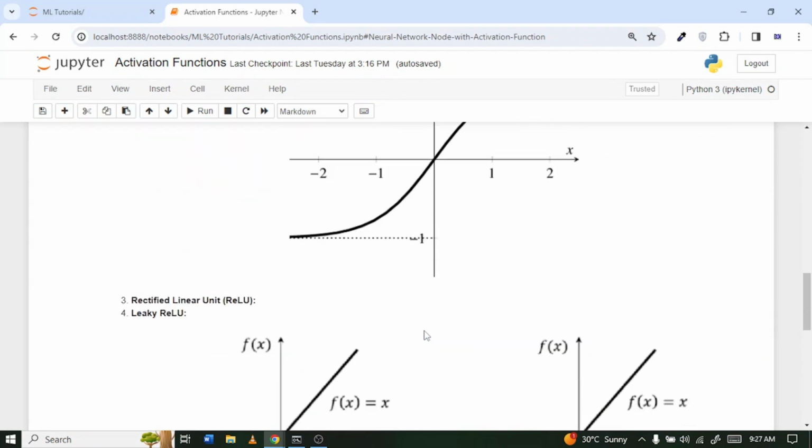Each of them has its own weaknesses and strengths. The choice basically depends on the characteristics of your data set and your network architecture.